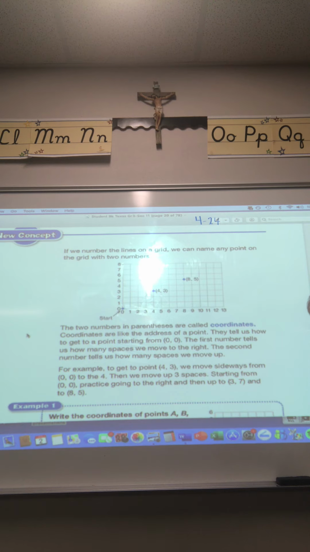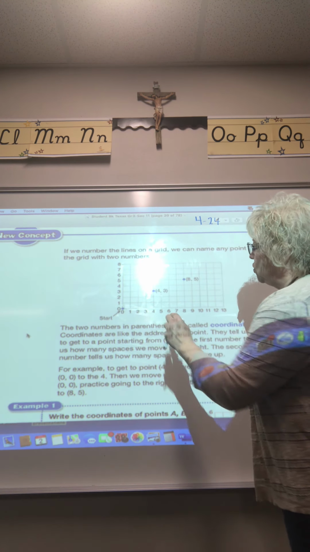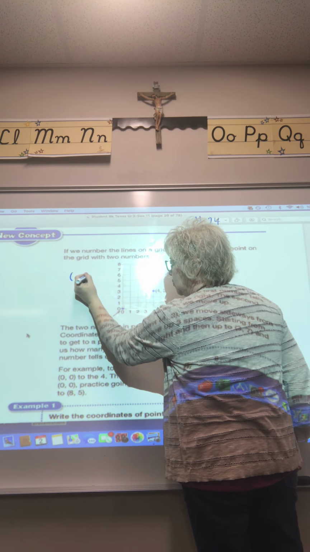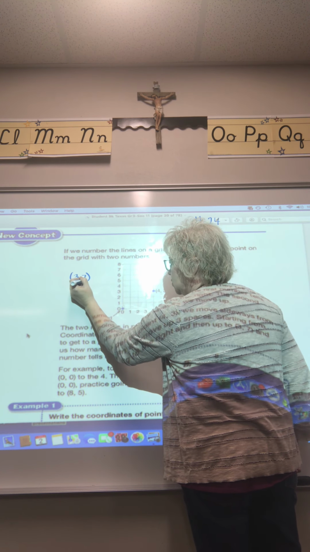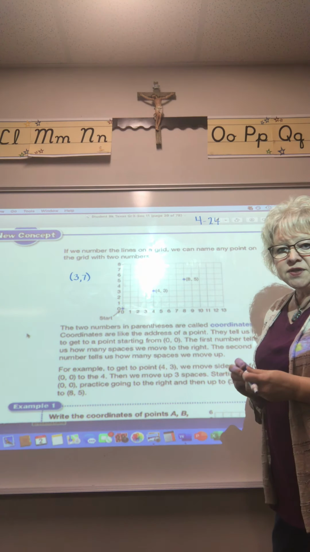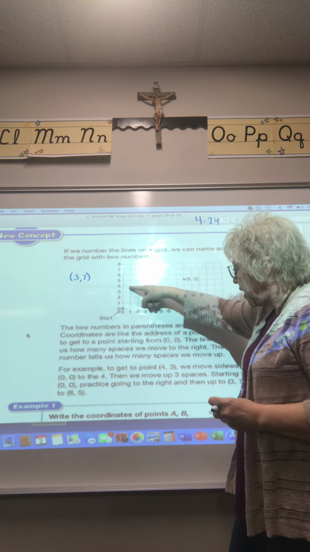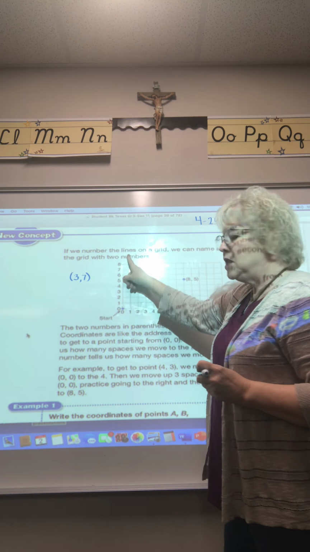The first number tells us how many spaces we move to the right. The second number tells us how many spaces we move up. And boys and girls, it's always in that order. When you are writing a coordinate, you have to write it in parentheses, and then you have a comma between your two numbers. The first number is always how far you go to the right. And the second number is always how many you go up.